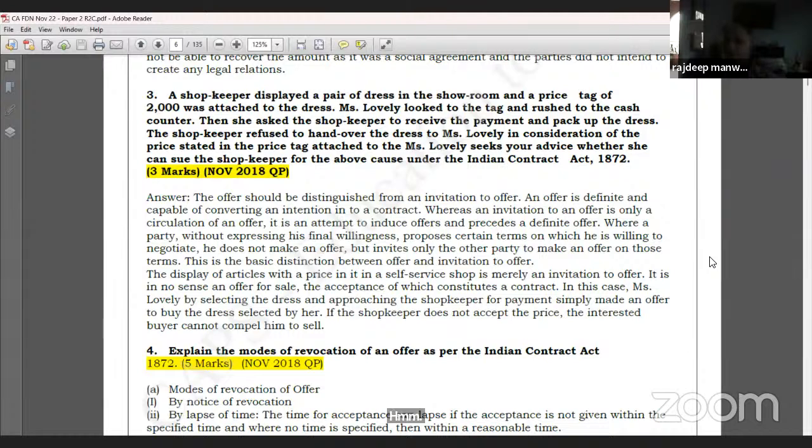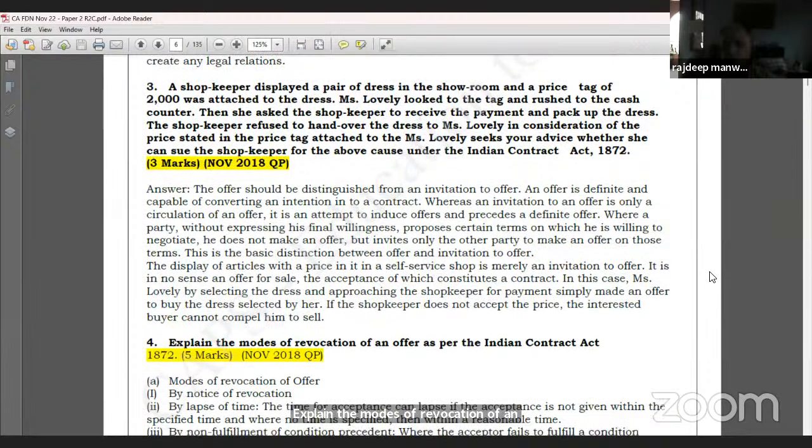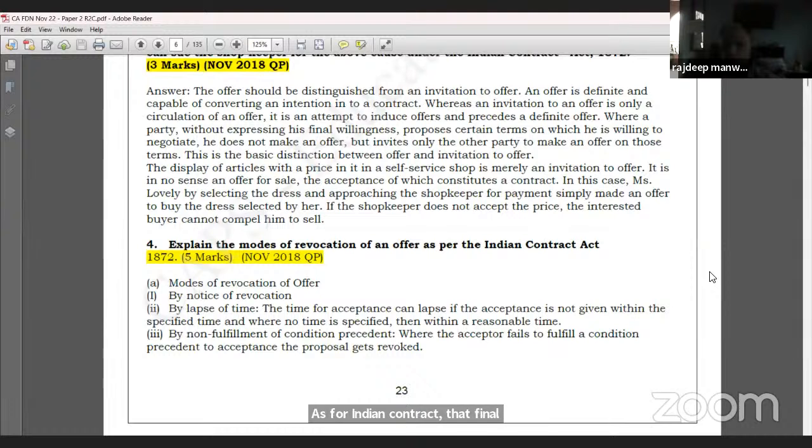Continue, read. Explain the modes of revocation of an offer as per the Indian Contract Act, 5 marks, November 2018 question paper. Modes of revocation of offer. You all know, no? There are 7 or 8 different modes of revocation, right? Revocation by lapse of time, by express notice. We have done this. This is a theoretical question, right?